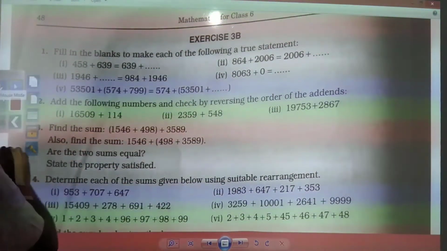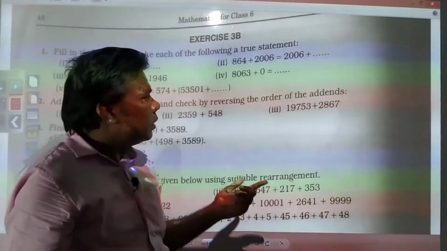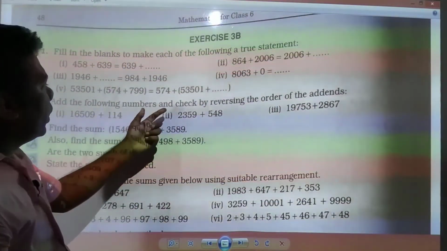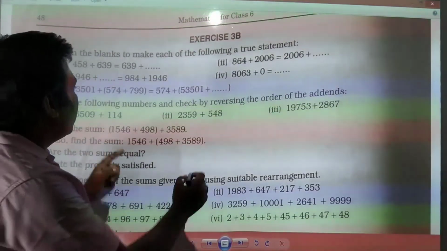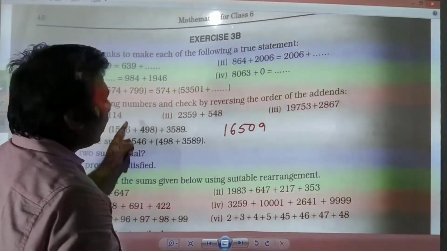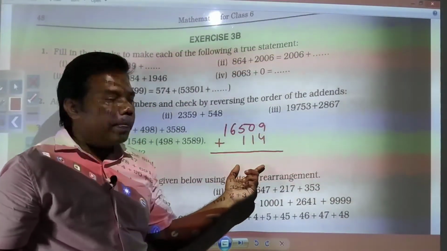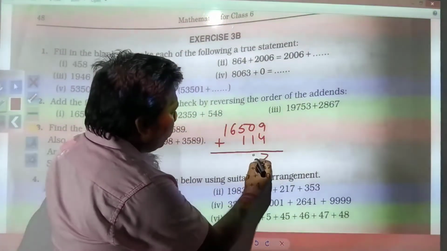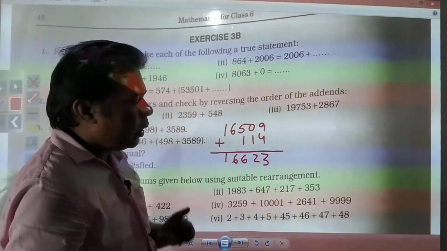Next you have: add the following numbers and check by reversing the order of the addends. Suppose you have 16509 and 114. If you want to add this, what sum will you get? 9 and 4, 13. 1 carried, 1 and 1, 2. Here you have 6, and 6 and 1. So you have got 16,623.